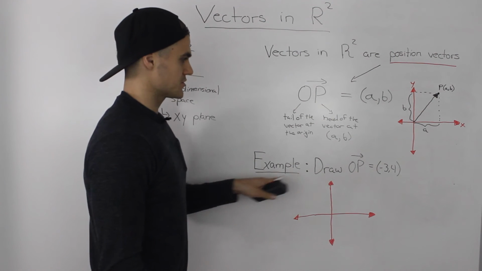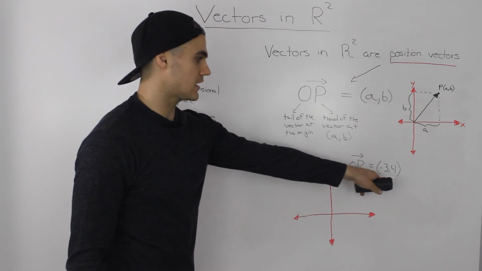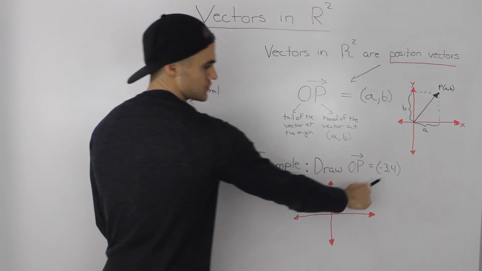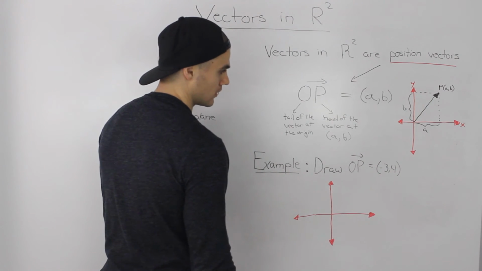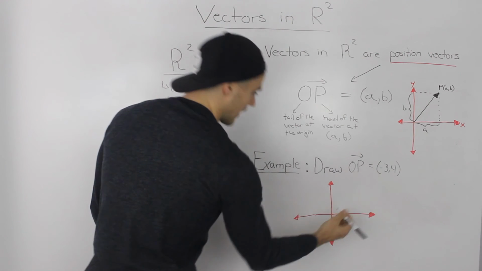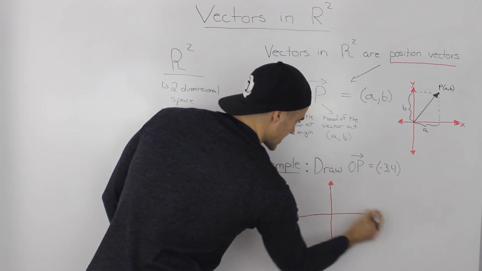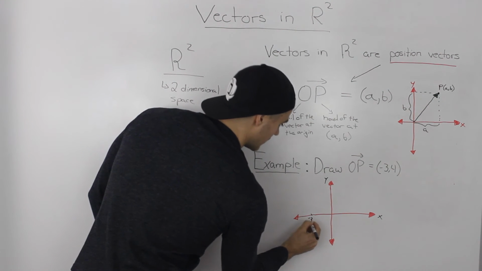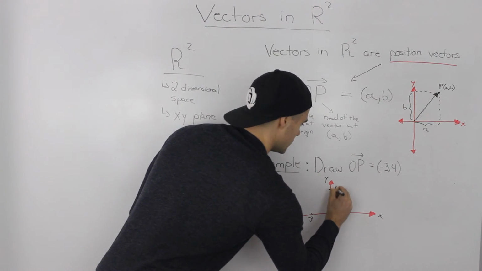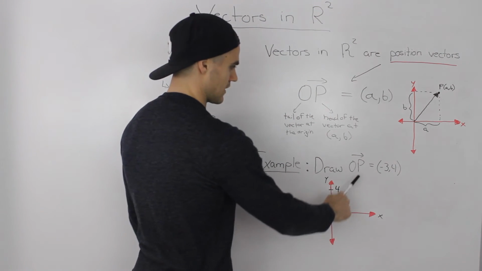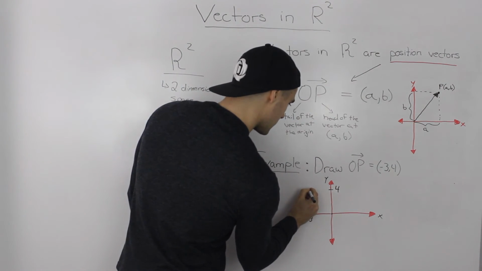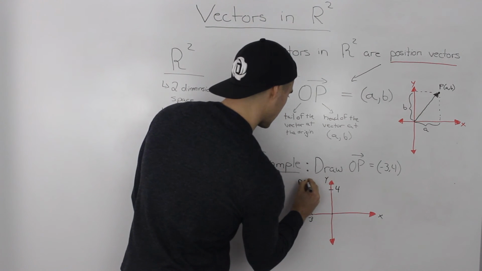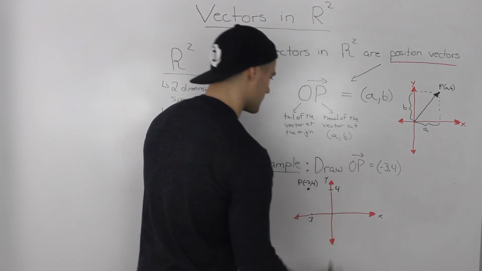So let's do an example. We have to draw this vector OP equals -3, 4. Pretty simple. First we would draw where this coordinate is. This is the x-axis, this is the y-axis. So the x value would be at -3, and the y value would be at 4. Then this point P would be somewhere here. So this would represent point P, -3 and 4.